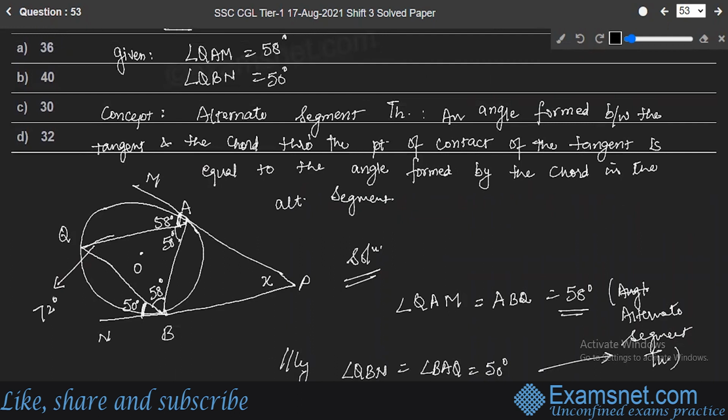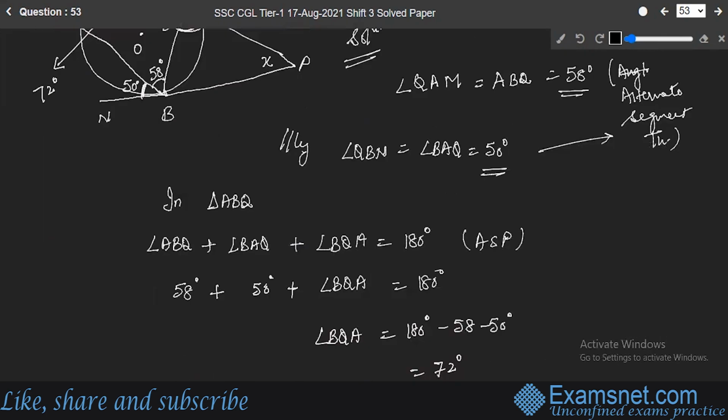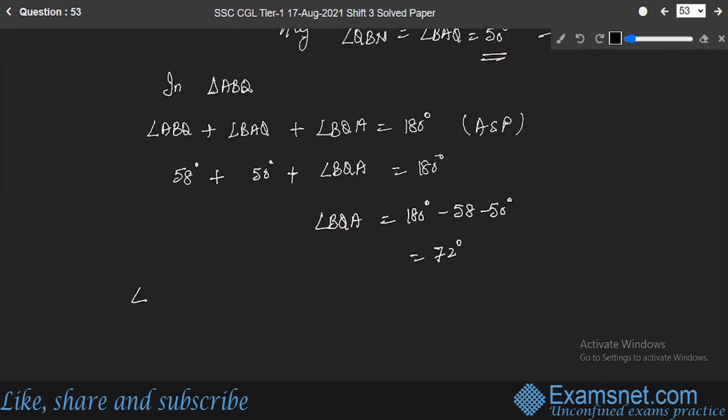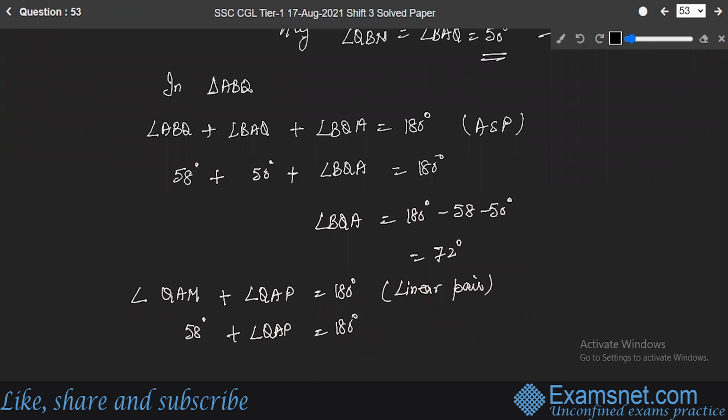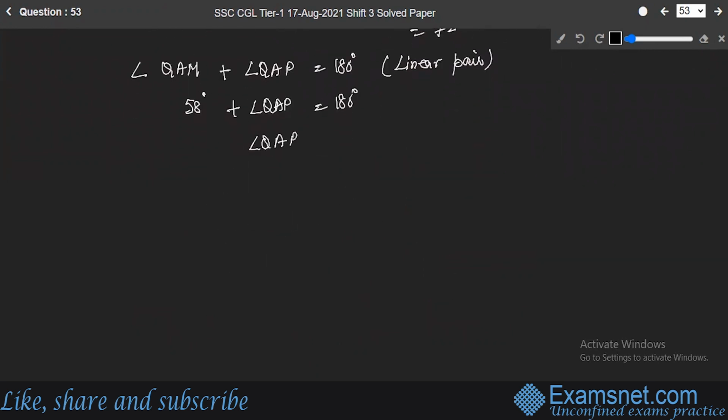Okay. Now, one more thing. You have to see what I'm trying to do. I will find out next this angle QAP. So you can write down angle QAM plus angle QAP is equal to 180 degree. They are having a linear pair, right? QAM, it is 58 degree. We know that. So QAP is 180 minus 58 degrees, which will give you 122 degrees. Okay. Similarly, now what will I do?